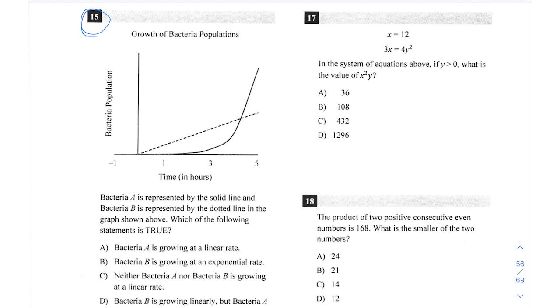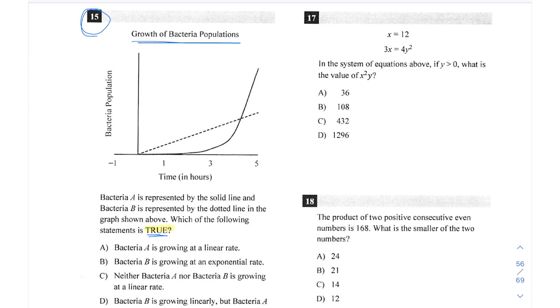SAT practice test. And here we see the graph showing growth of bacteria populations. We have two populations. It says bacteria A is represented by the solid line, and bacteria B is represented by the dotted line in the graph shown above. Which of the following statements is true? So, to figure out what's true, let's take a look at our options.